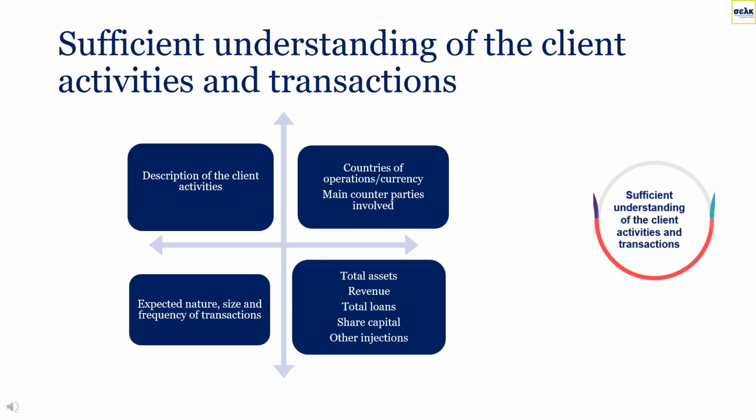Gaining a sufficient understanding of the client activities and transactions means documenting and corroborating the client's activities, describing the country of incorporation and countries of operations, as well as the main counterparties involved such as suppliers, customers, and bankers. Additional information to be documented include the nature, size and frequency of transactions, as well as key financial information such as total assets, revenue, total loans receivable and payable, the share capital and other injections such as share premium.